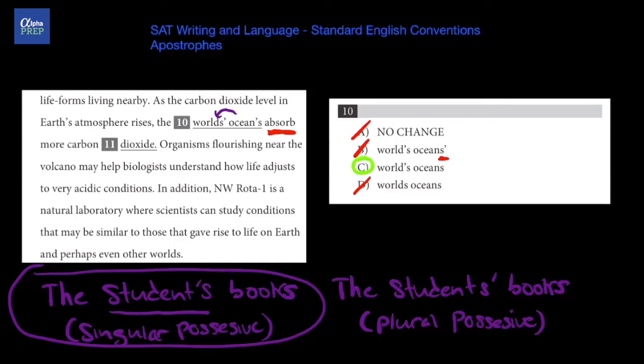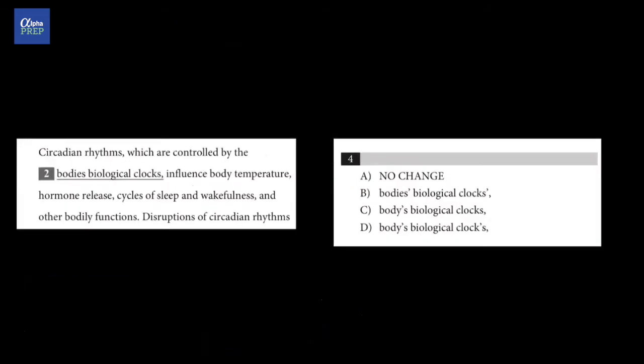Let's try another problem. Okay, so circadian rhythms, which are controlled by the body's biological clocks, influence body temperature, hormone release, cycles of sleep and wakefulness, and other bodily functions. So first off, let's look at A, no change. The rule when you're doing problems like this is always, if A, no change, is correct, you have to pick A, no change, right? Because if it's not broken, you can't fix it. But in this case, the biological clocks belong to the body, or they belong to the bodies. Since there's no apostrophe in bodies, we can eliminate answer choice A.